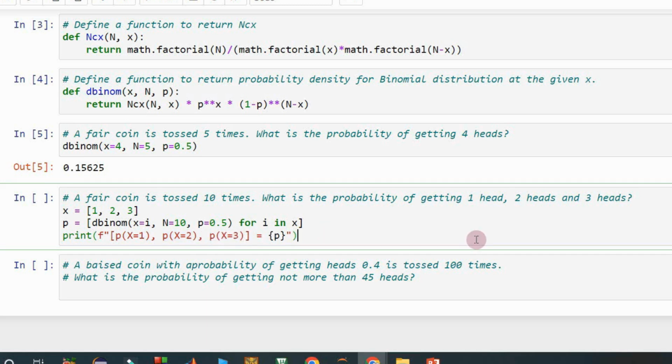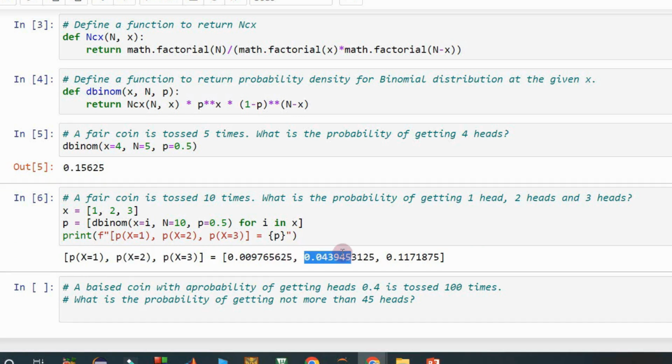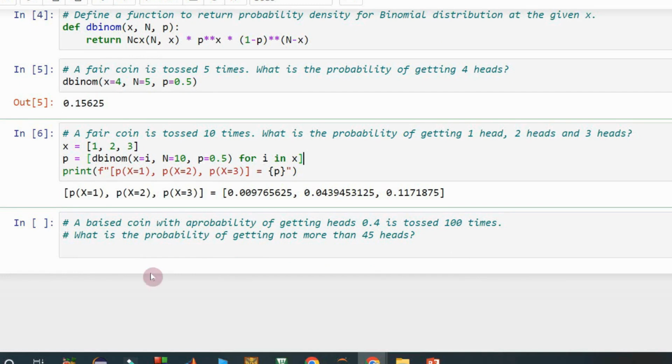Now I am running this cell. See here, I got the probability of getting 1 head is only around 1%, the probability of getting 2 heads is around 4%, and the probability of getting 3 heads is around 11%. So next we have another problem on hand.